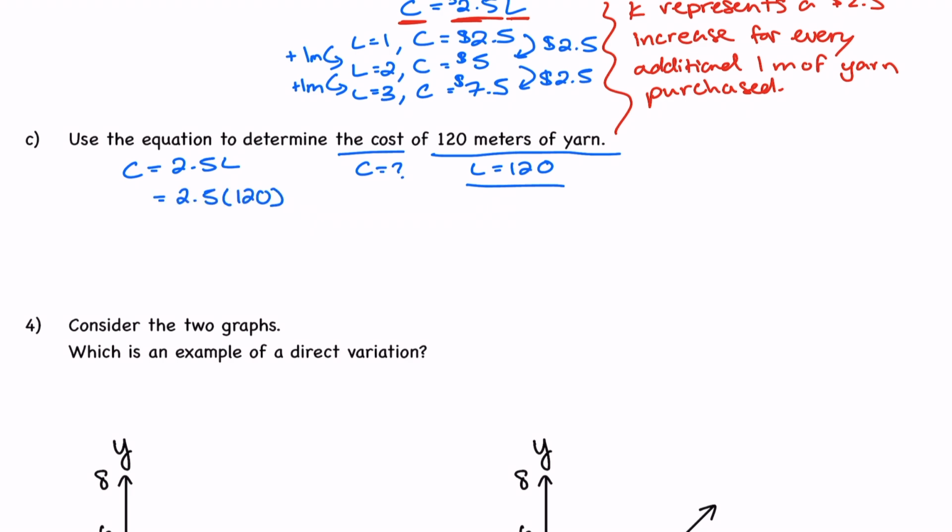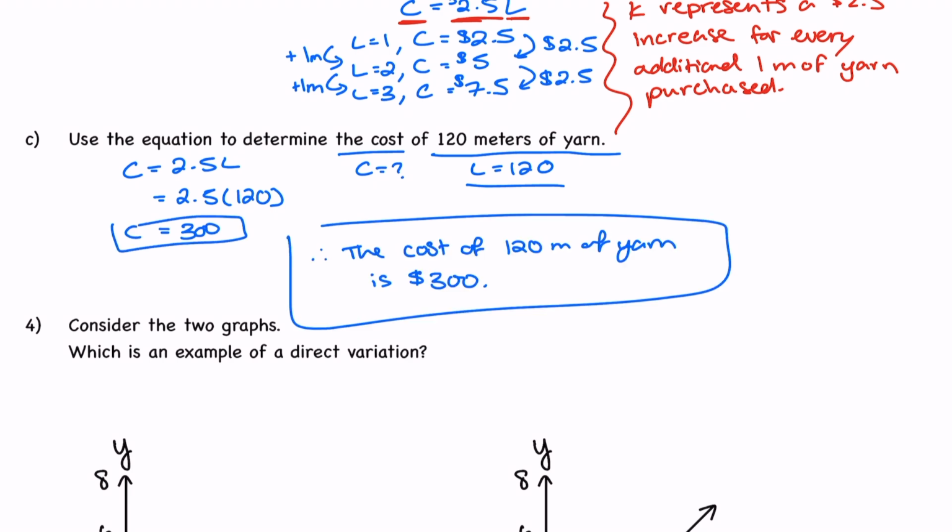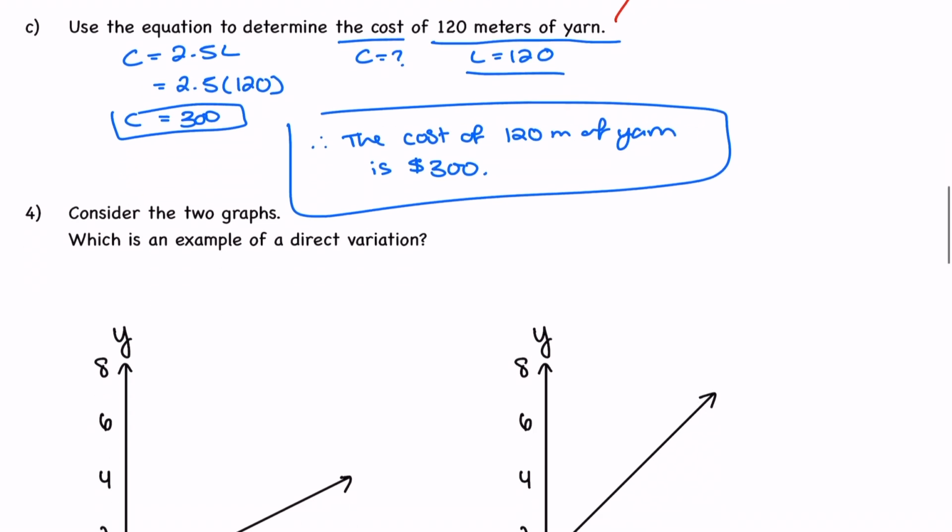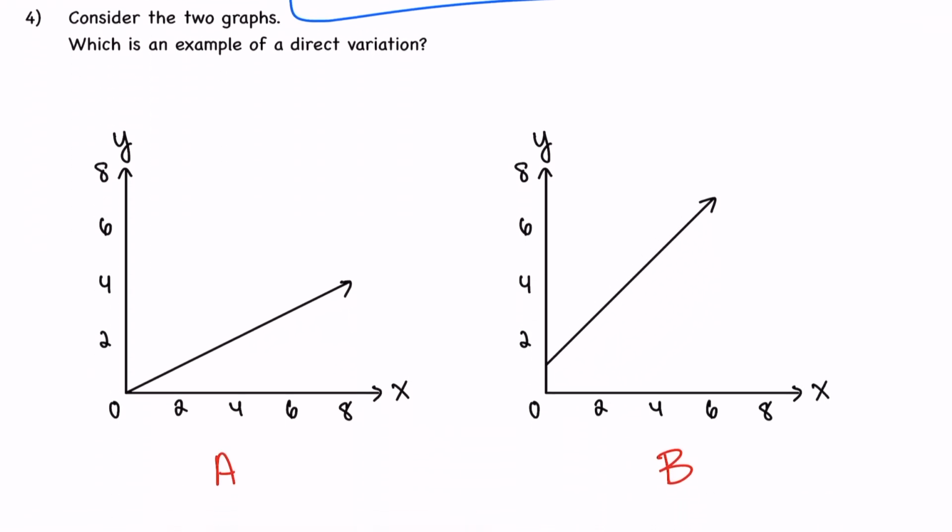So the cost in dollars is equal to 2.5 times 120, which is equal to 300. Therefore, the cost of 120 meters of yarn is $300. Question 4 says, consider the two graphs, which is an example of a direct variation.